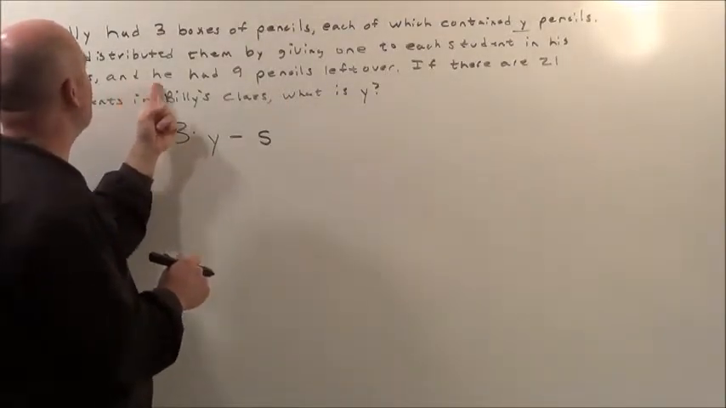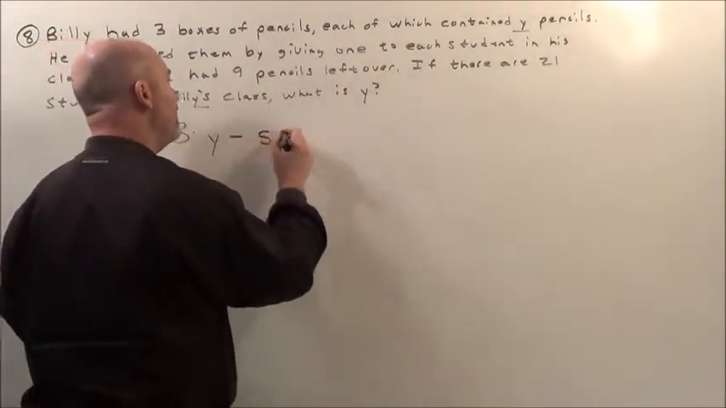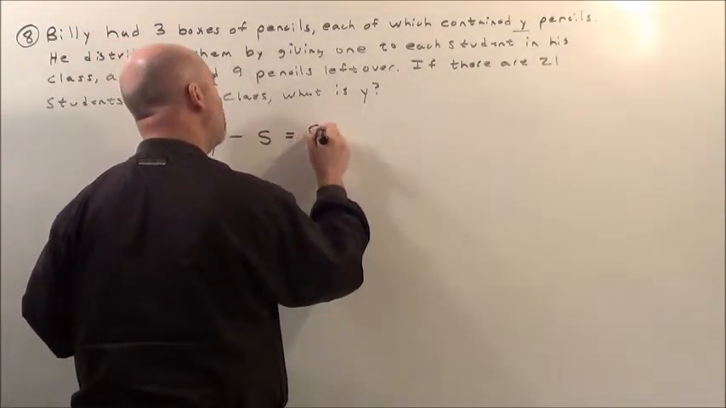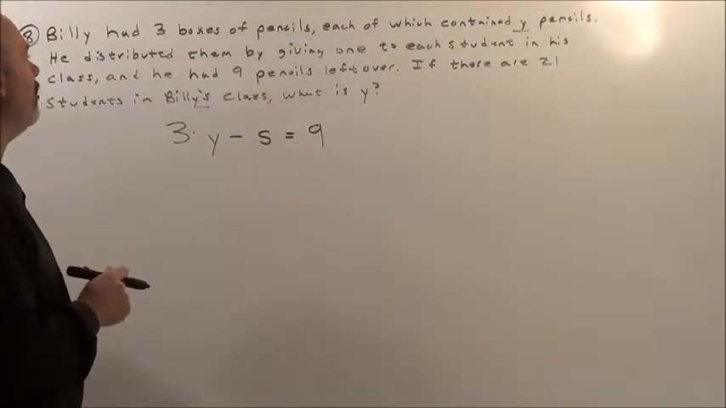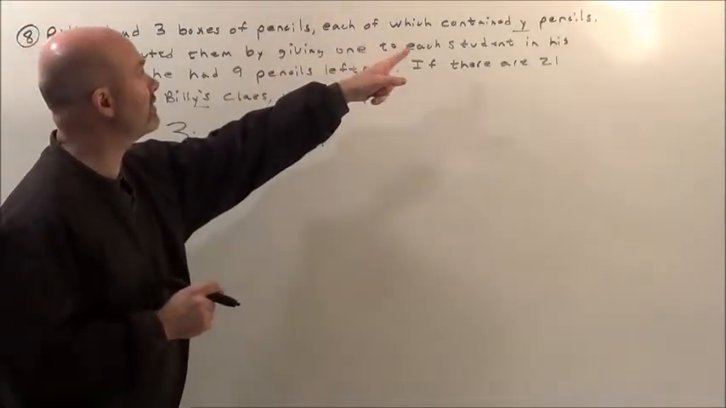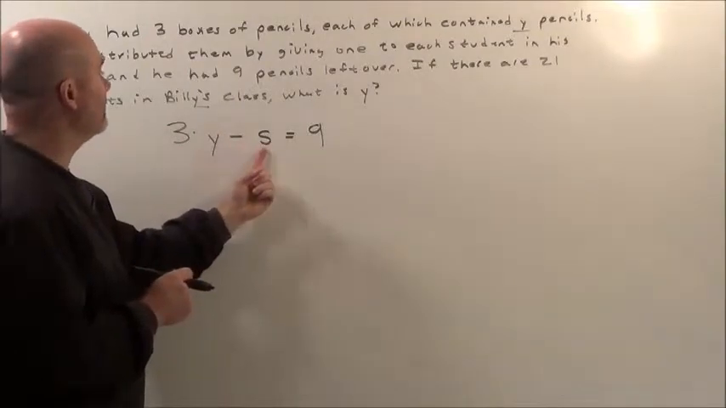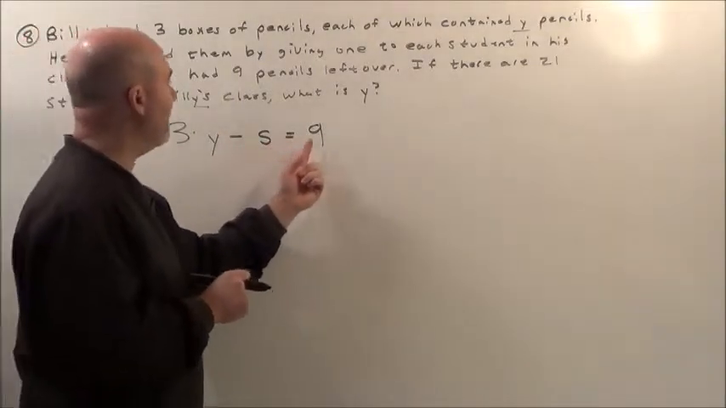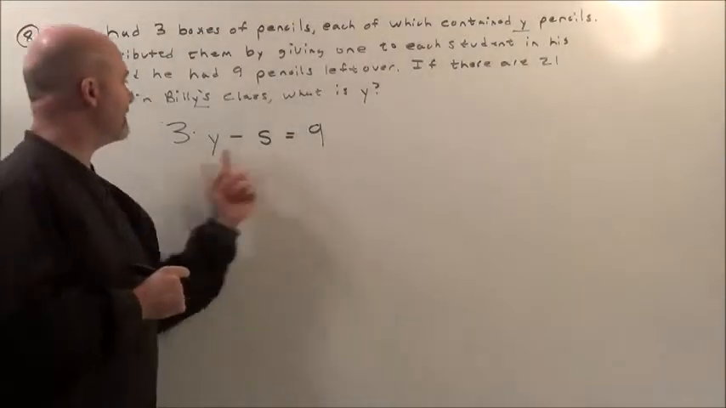It now says, and he had 9 pencils left over. So here's how many he's given away, and it's going to come out to equal 9 left over. This is the equation. 3 times however many pencils are in each box, minus all that he gave away, left him with 9 pencils, because we had 9 left over. Well, you can't solve that.